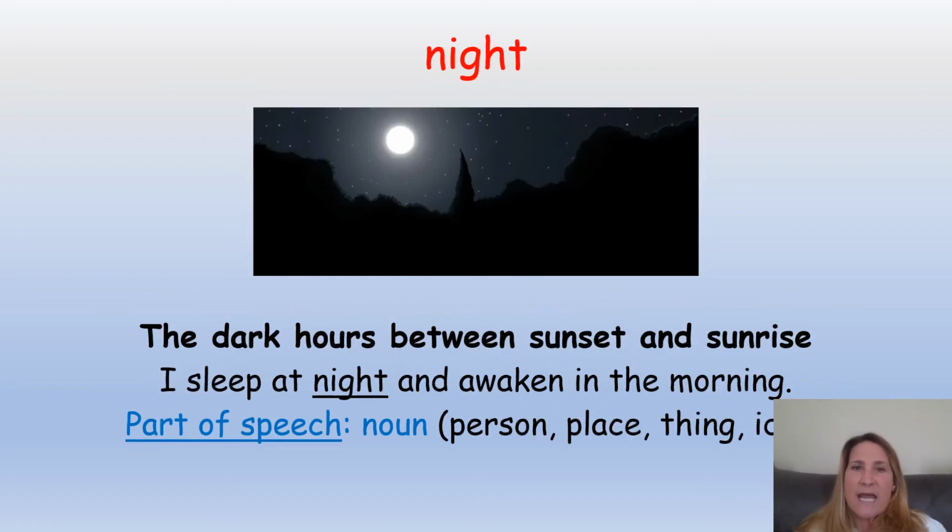The next one, night. The dark hours between sunset and sunrise. That is night. The opposite of night would be day. I sleep at night and awaken in the morning. Night is a noun. It is a person, place, thing, or idea.